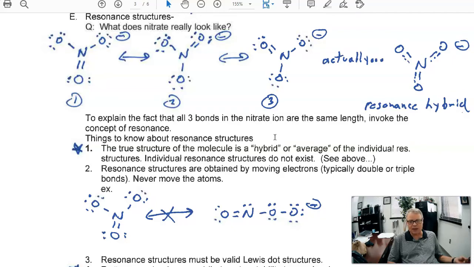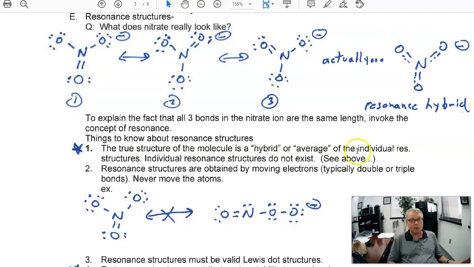There actually is a second possibility, and that would be patch the hole. And if you patch the hole on your bucket, you can continue to use your bucket, right? So that's exactly what we're going to do. Lewis dot structures are not perfect.